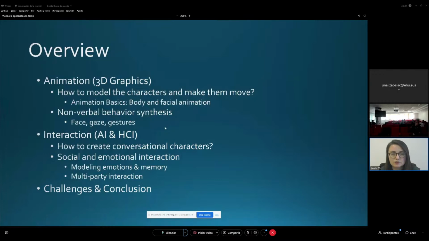The second part of the talk will also touch the area of conversational characters and intelligent interactive virtual agents, also social robots. So how we can create these conversational characters, how can we model social and emotional interaction. I will in particular mention the topics of modeling emotions and memory and multi-party interaction.